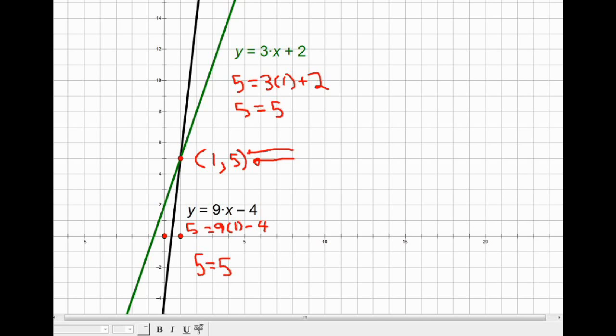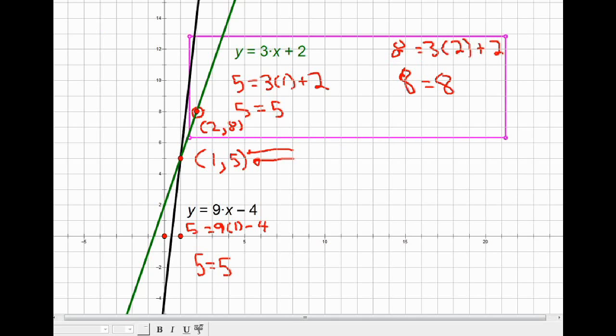So another example, if we, let's say, took this coordinate here. So that's at (2, 8). Well, if I substitute that into my green equation here, we get 8 equals 3 times 2 plus 2. 3 times 2 is 6. 6 plus 2 is 8. So we get the statement that says 8 equals 8, which is a true statement.